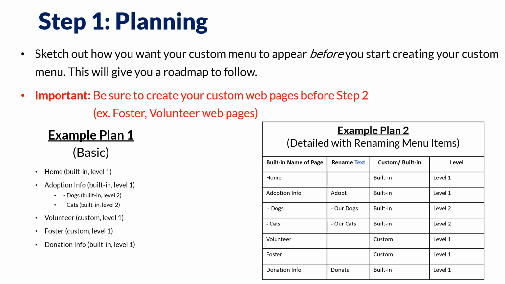Notice the first column is the built-in text you will see when creating your menu. The second column is what you want to rename that text. And then the third column is whether it is a built-in or custom page, and the fourth column is what level it will be on. Now, planning is incredibly helpful. Knowing what you need, in what order, ahead of time will make the rest of the process much, much easier.